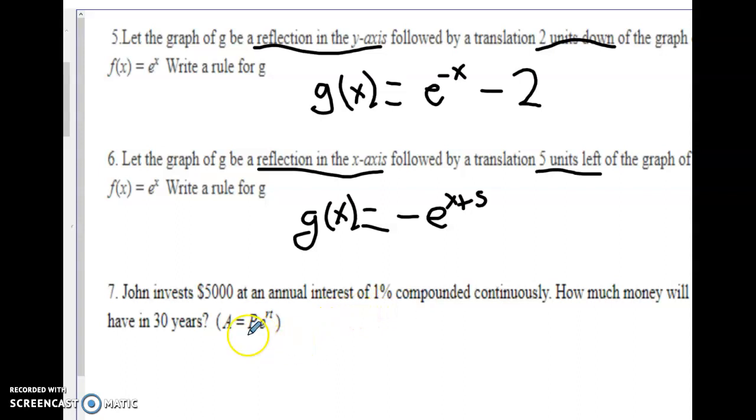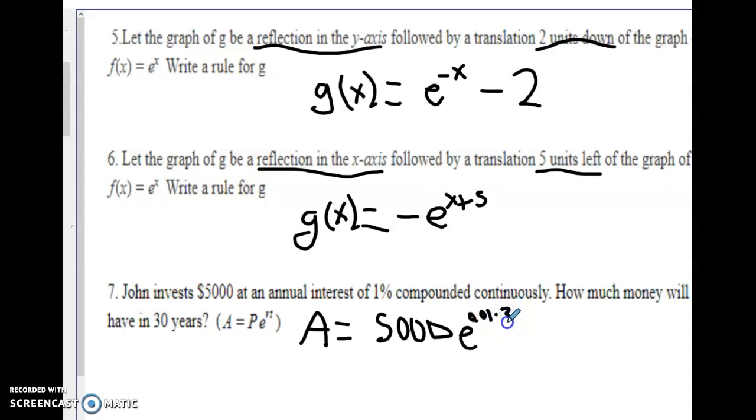Number 7, we're going to use this formula right here, A equals P e to the rt, and just replace it with what we know. So how much money will he have in 30 years? That's the value of A. That's what we're looking for. We know that the original principal that he invested was $5,000. So P is 5,000. And then e to the r. R is 1%. We always change it to a decimal, so 0.01. And then time is 30 years.